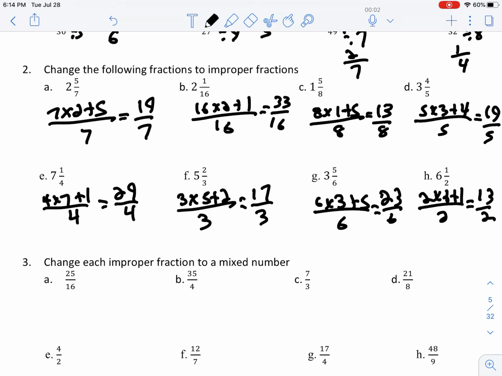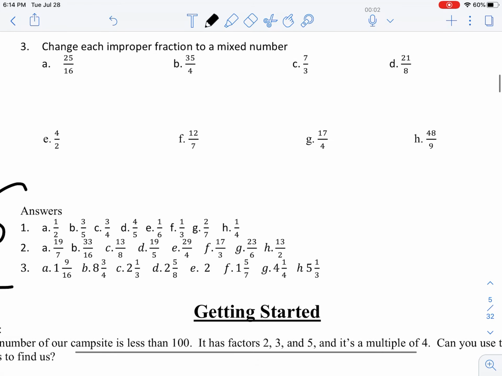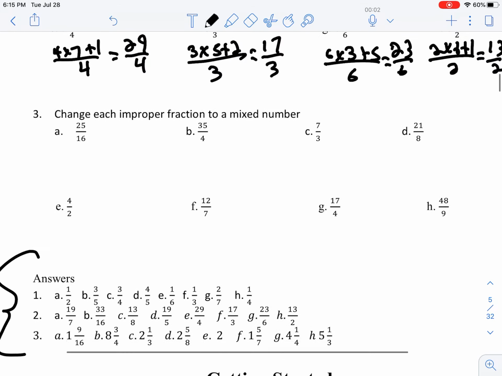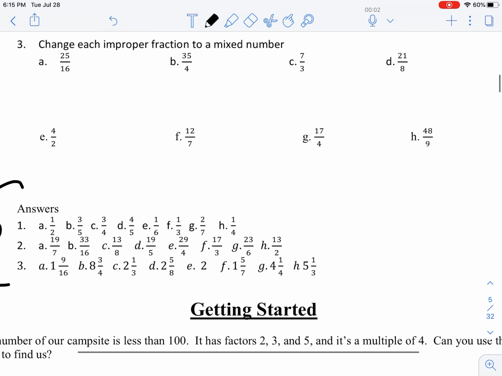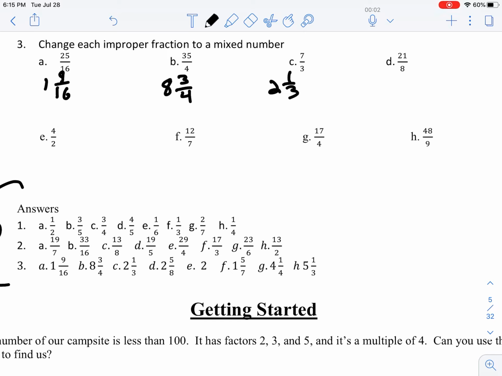Okay, so on the next one, you're going to change each improper fraction to a mixed number. So 16 goes into 25 one time, with 9 remaining out of 16. 4 goes into 35 8 times for 32, with 3 remaining. 3 goes into 7 2 times for 6, with 1 remaining. 8 goes into 21 2 times for 16, with 5 remaining out of 8.